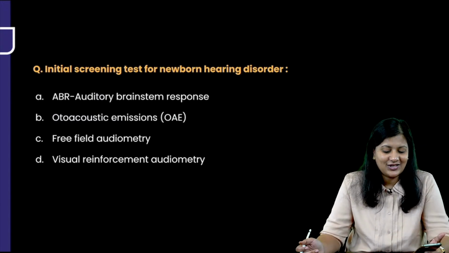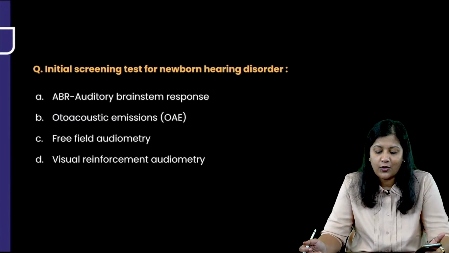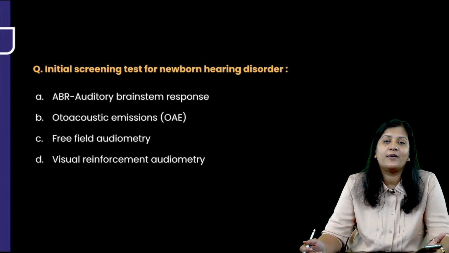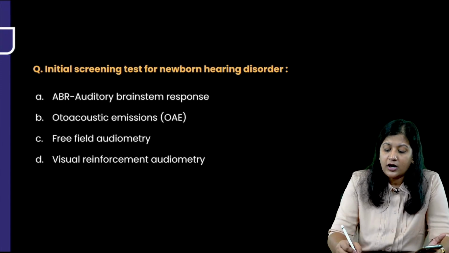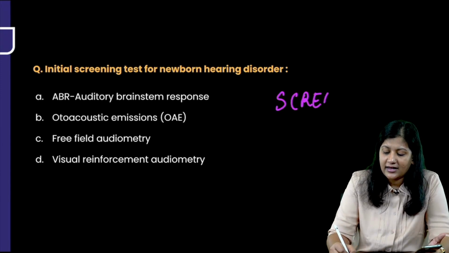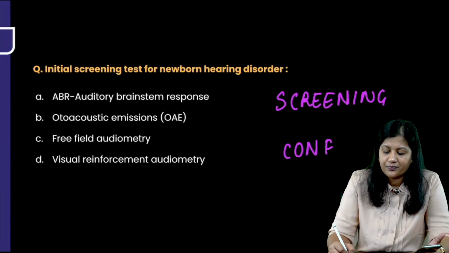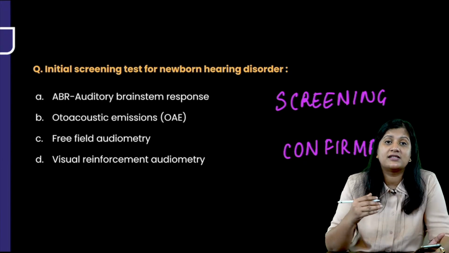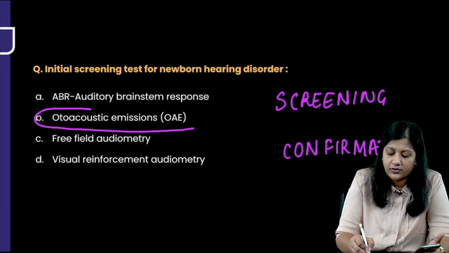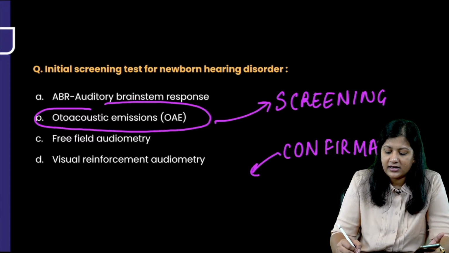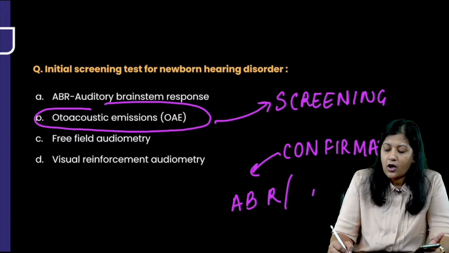Okay. So next question, the initial screening test for newborns with hearing loss is ABR, otoacoustic emissions, free field audiometry, or visual reinforcement audiometry. Again, this is a very common question. Again, there is a little confusion in understanding which is a screening test and which is a confirmatory test. And I'm seeing all of you are getting it correct. Yes. So when we talk about a screening test for hearing loss in infants and children, it is always otoacoustic emission. So screening is otoacoustic emission. Confirmatory is your auditory brainstem response or BERA.